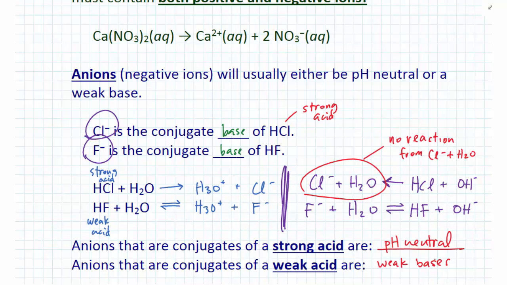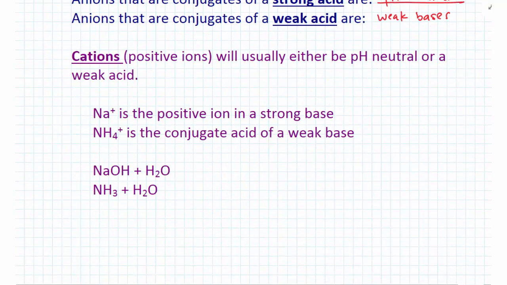They're pH neutral if they're the conjugate of a strong acid. Okay? Because strong acids just break apart. We can't make strong acids from an acid-base reaction. Okay? We can make weak acids, however, at least to some extent. We're going to do the same analysis with cations. They'll usually either be pH neutral or a weak acid.